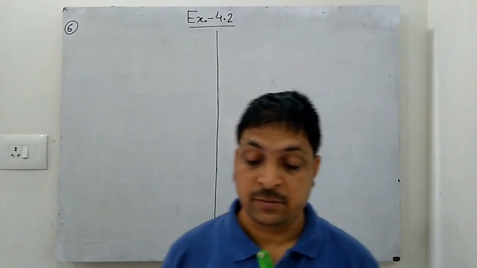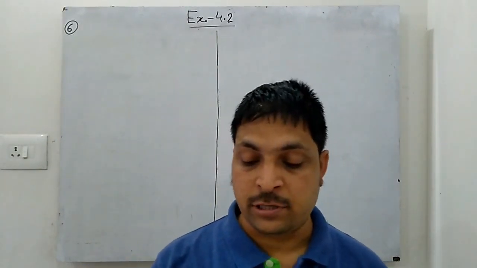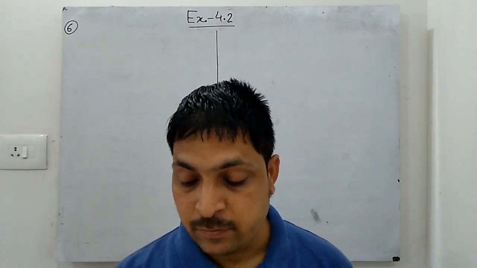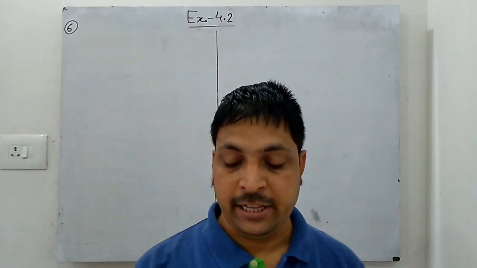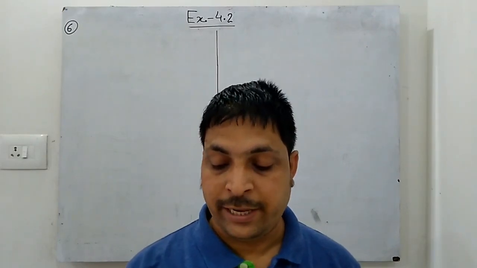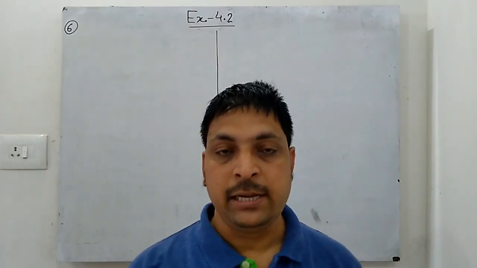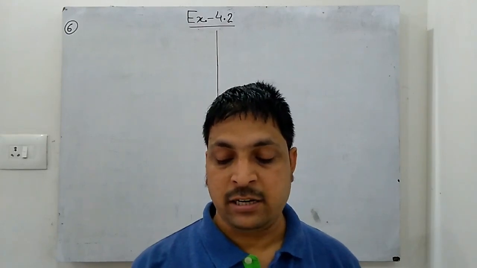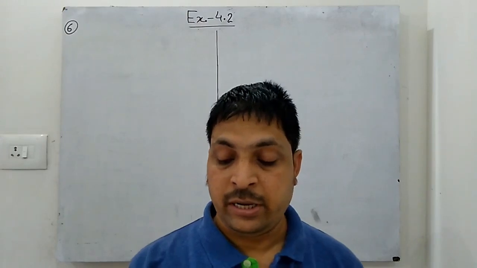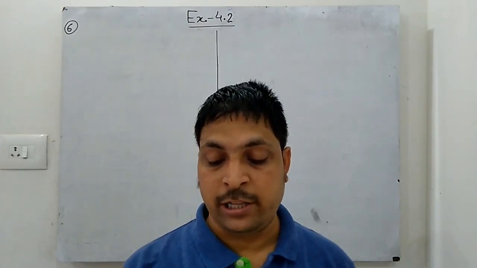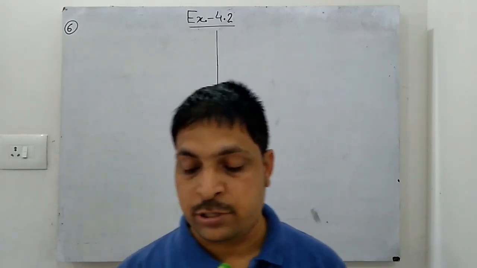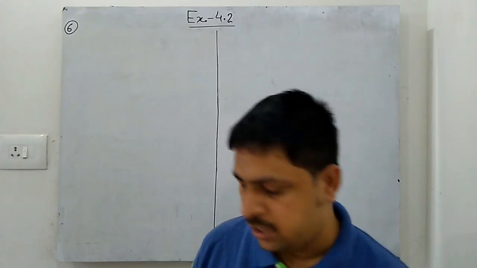Now question number 6. A cottage industry produces a certain number of toys in a day. It was observed on a particular day that the cost of production of each article in rupees was 3 more than twice the number of articles produced on that day. If the total cost of production on that day was rupees 90, find the number of articles produced and the cost of each article. Now listen.